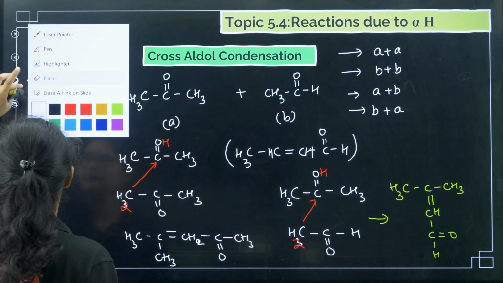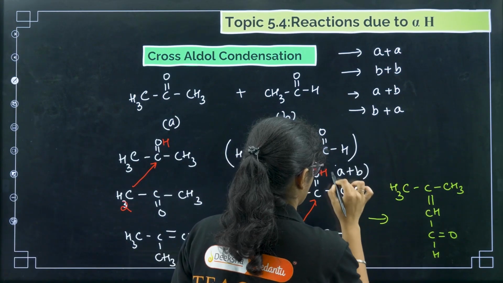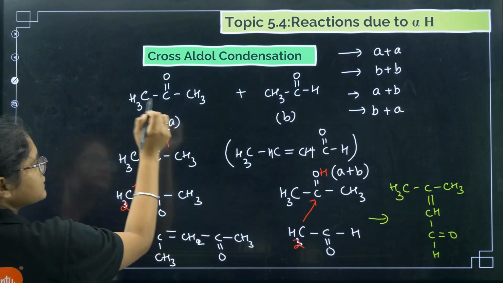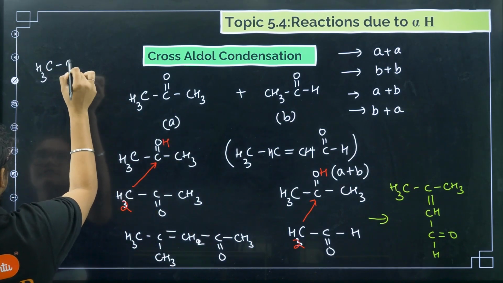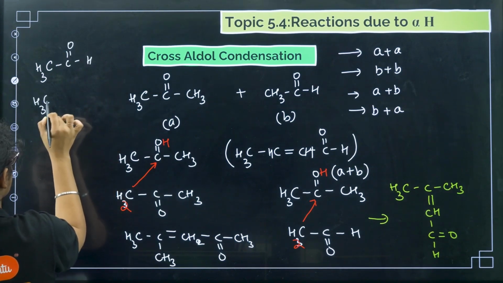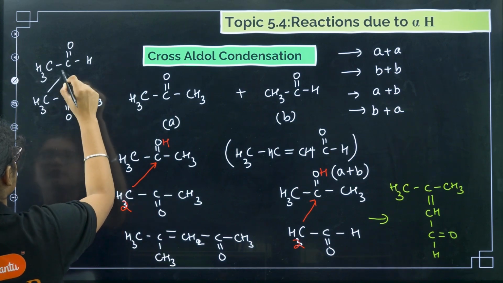Okay, so for B plus A, this is your A plus B product. Next I'll write B plus A. So B plus A, let us do this one here, that is CH3COH plus CH3COCH3. Here this one will connect.